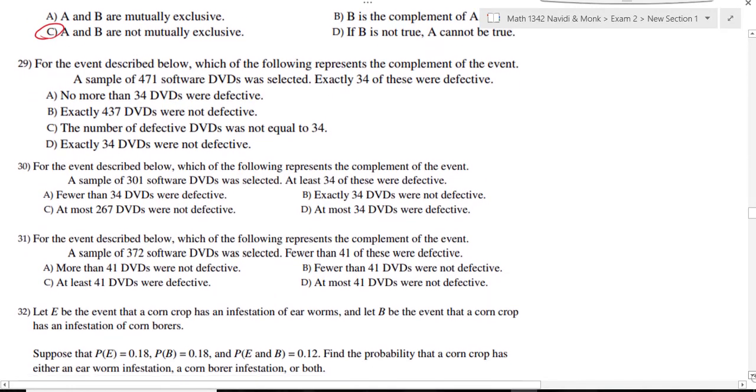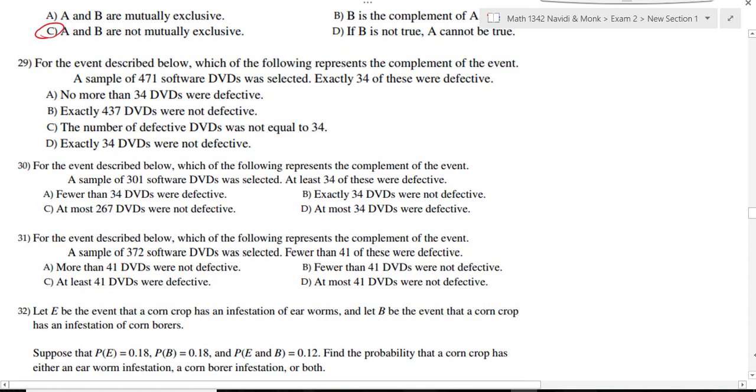Number 29. For the event described below, which of the following represents the complement of the event? Here's the event that's described below. A sample of 471 software DVDs was selected. Exactly 34 of these were defective. What is the complement of exactly 34 were defective? It's either 34 or not 34. So the complement would be this. The number of defective DVDs was not equal to 34. The complement of is not.